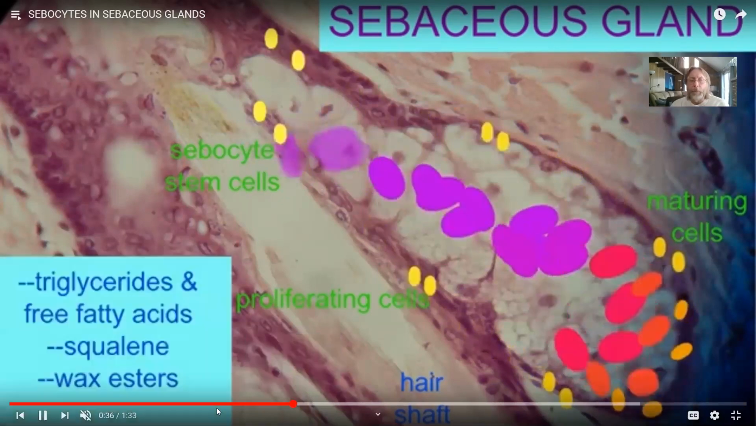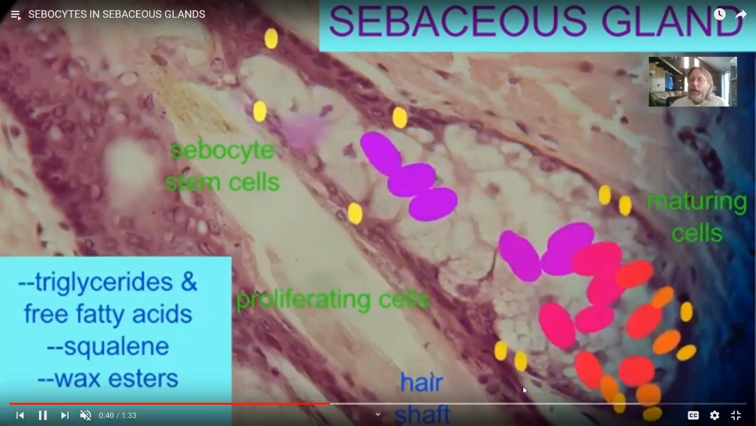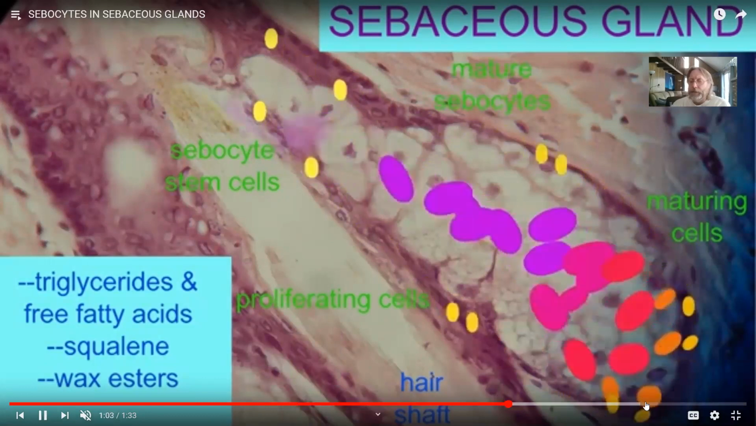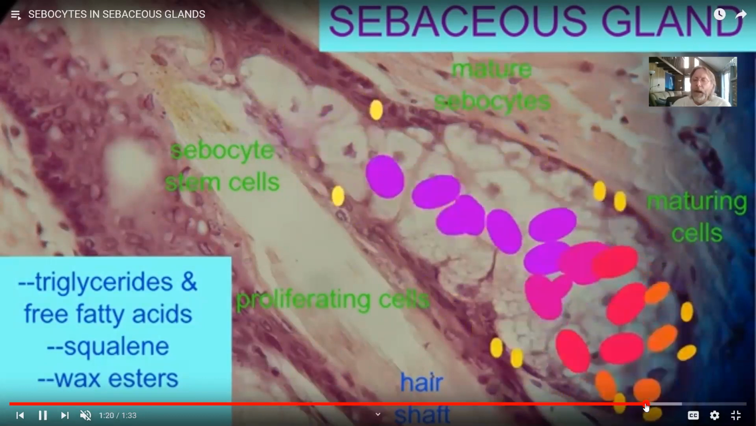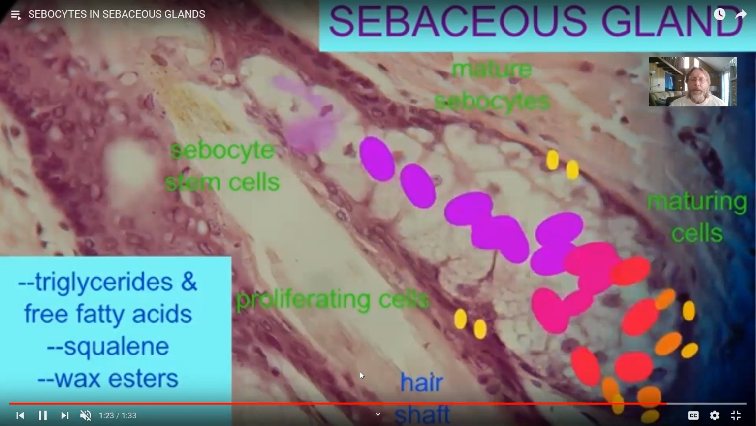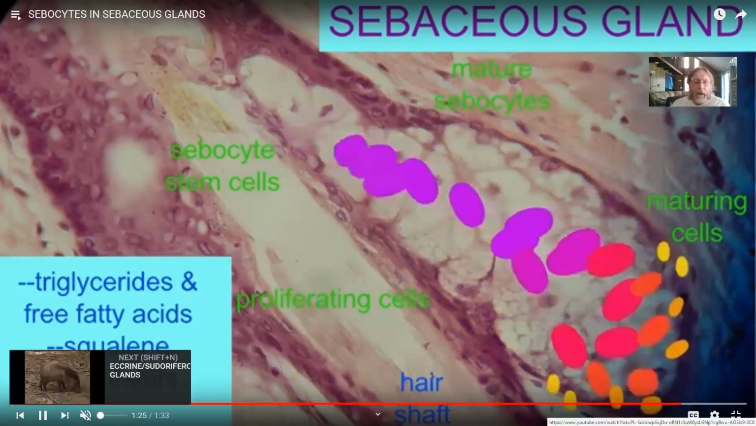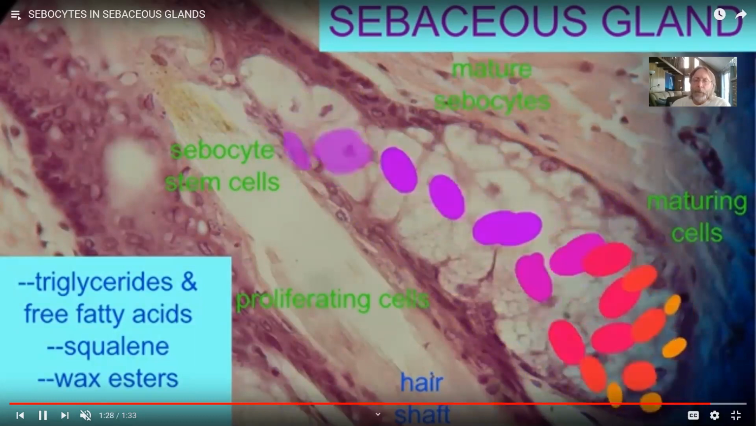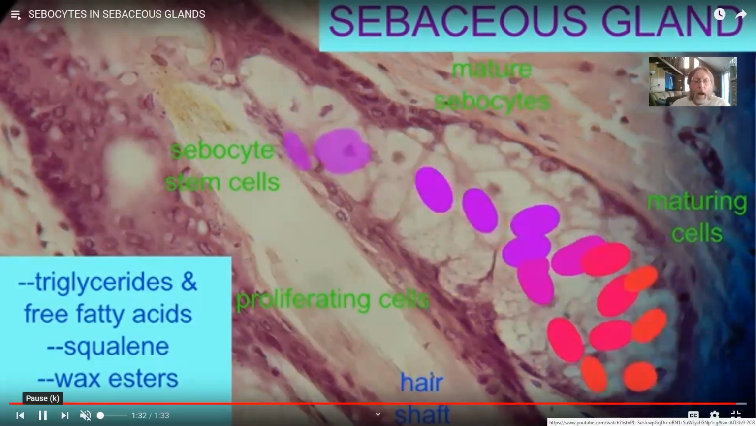All right. So they're making oils, free fatty acids, squalene. They're making waxes, and once again, this is good, just kind of as a conditioner for the otherwise brittle keratin, which makes up skin and hair. So that is one of the glands of the mammalian integument.